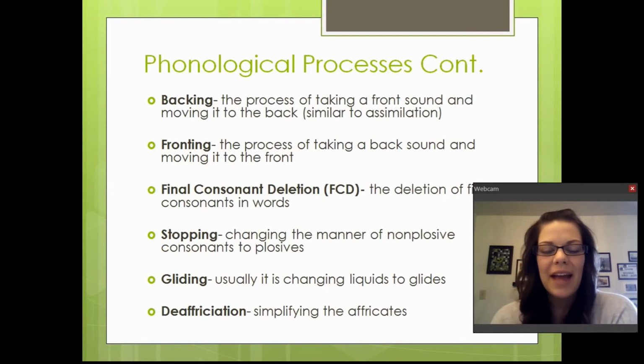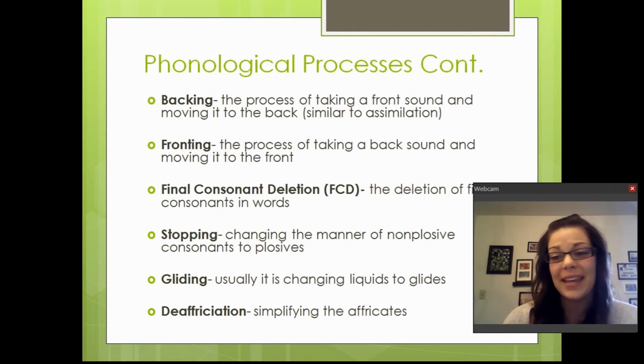So kind of funny story for you there, but backing can be, it was really concerning for the dad that the child kept saying gag when he was trying to get his attention. So let's keep going through some of these.